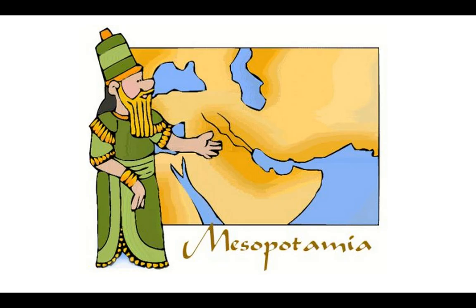As you can see, Mesopotamia really depended on two geographical features for survival. What were those geographical features?